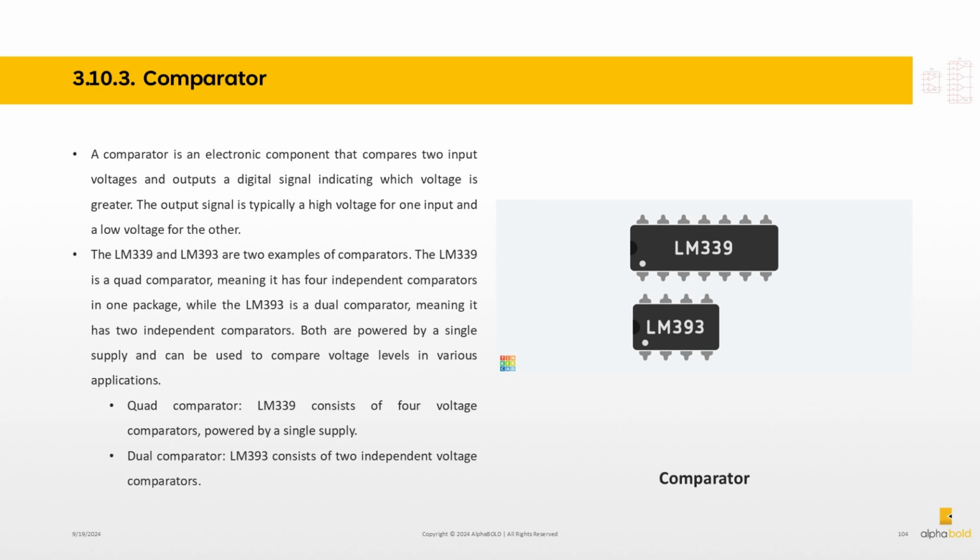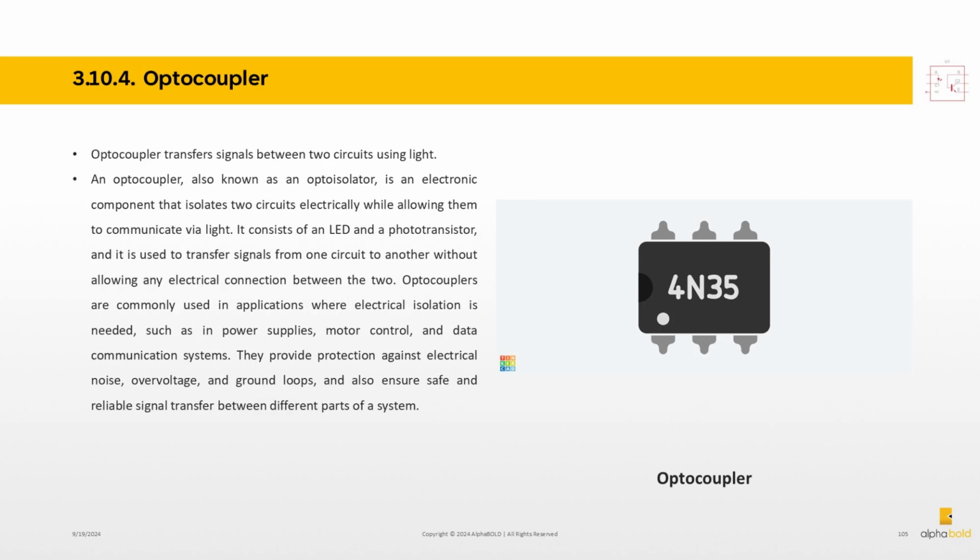Quad comparator. LM339 consists of 4 voltage comparators, powered by a single supply. Dual comparator. LM393 consists of 2 independent voltage comparators. Optocoupler transfers signals between 2 circuits using light.